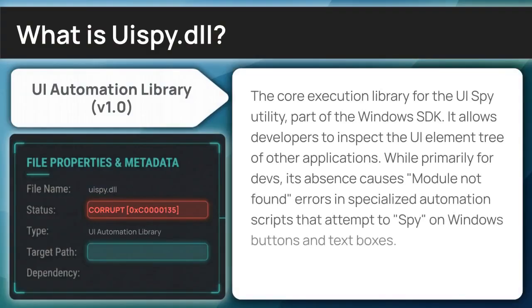This is the Uispy utility, the core execution library for the Uispy utility, part of the Windows SDK. It allows developers to inspect the UI element tree of other applications. While primarily for devs, its absence causes module not found errors in specialized automation scripts that attempt to spy on Windows buttons and text boxes.